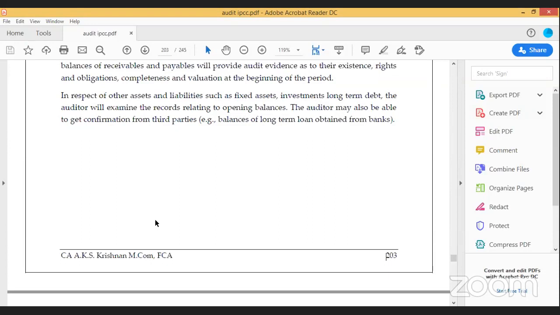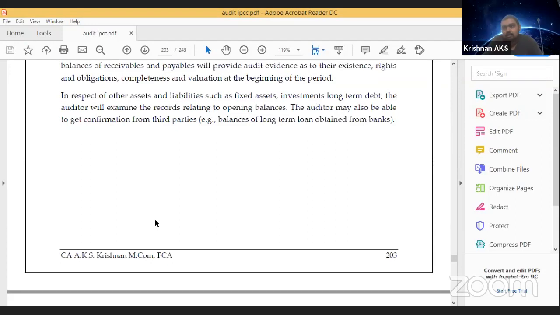See, sir, this opening balance verification is not necessary for recurring audits. For example, last year also I did the audit, and current year also I am doing the audit. So it is not necessary in the case of a recurring audit, because last year's closing balance I would have properly made in the books of accounts before I signed the balance sheet. So I will see to it. But for new auditors only, you should see this.